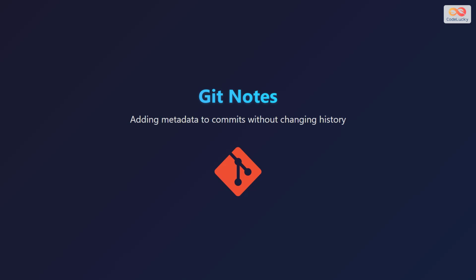Let's explore Git Notes. Git Notes are used for adding metadata to commits without changing the commit history. They allow you to attach extra information to your commits, making it easier to track reviews, builds, or other important details.